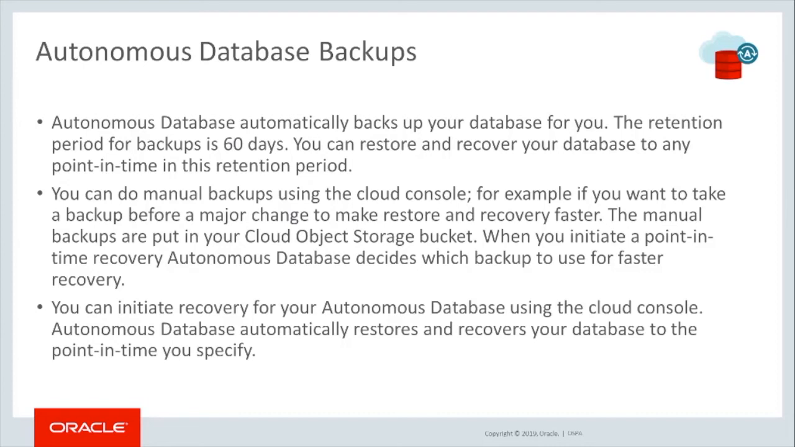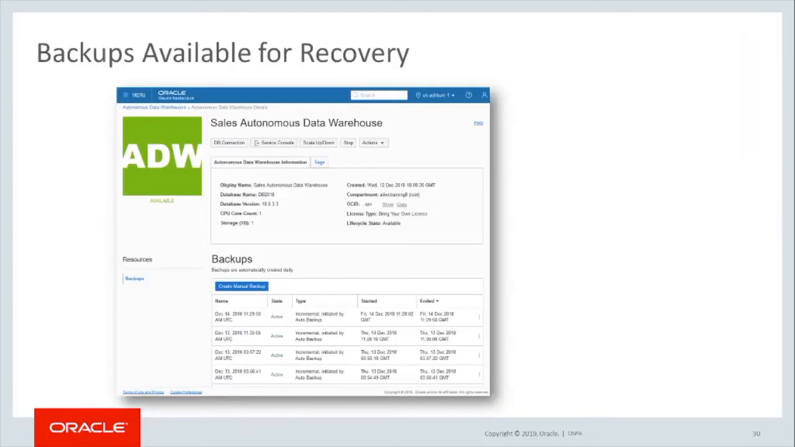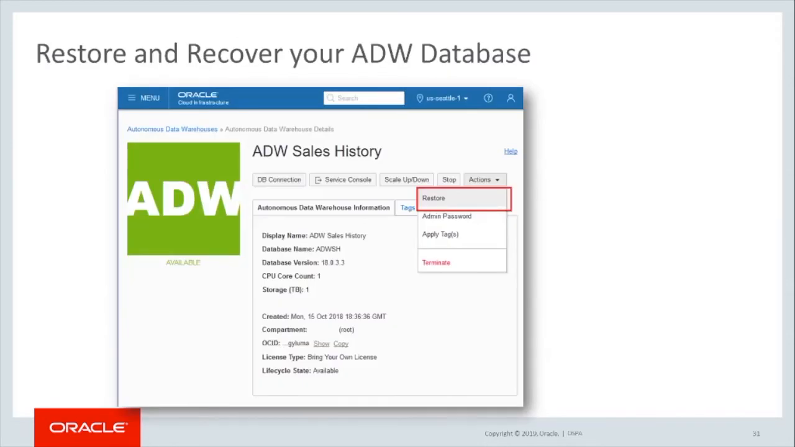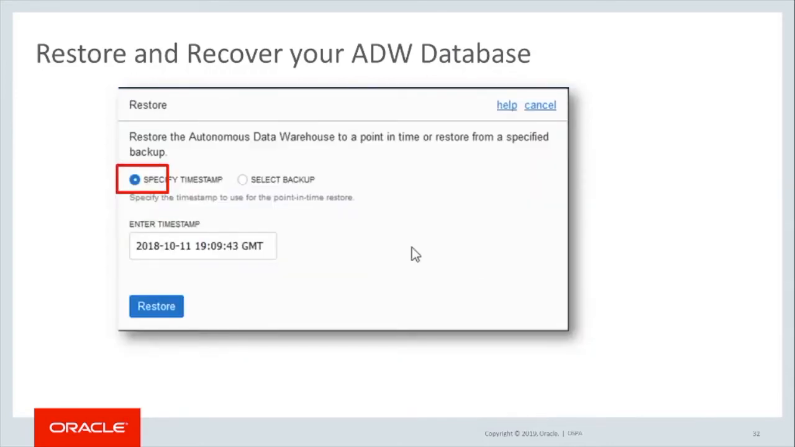You can initiate recovery for your Autonomous Database using the Cloud Console or the API call. Autonomous Database automatically restores and recovers your database to the point in time you specify. From the Autonomous Database console, in the lower section under the Backup section, a full list of all the backups that have been taken on this instance is listed, going back up to 60 days, which is the retention period. To restore from a backup, from the Database console, from the Actions drop-down menu on the top left, select Restore. This will bring up the Restore prompt.